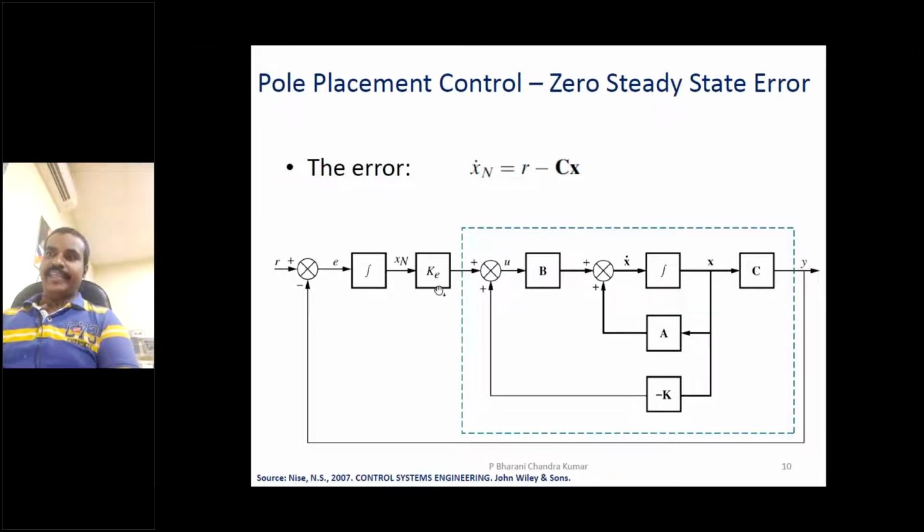Then some gain ke is required, which is now added to the u. Earlier u was only minus kx plus r. But instead of only this minus k into x, you'll now get another term, which is ke into xn. If you use this particular structure, it will ensure that the steady state error will also go to zero. We will use simulations to see practically what is happening.